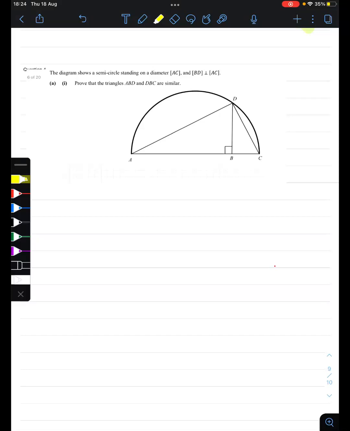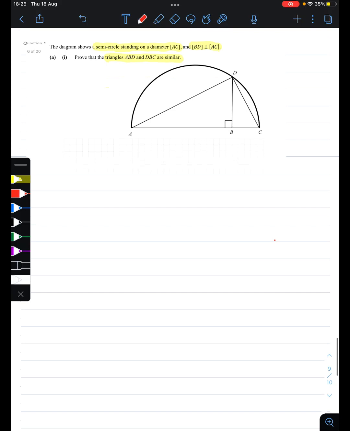Hi guys. So today we're going to take a look at question 4 of the 2016 exam paper 2. We have a diagram showing a semicircle standing on a diameter AC, BD perpendicular to AC, and we want to prove that the triangles ABD and DBC are similar.